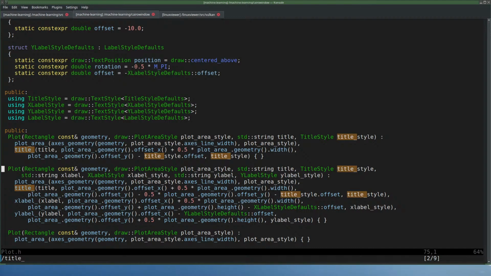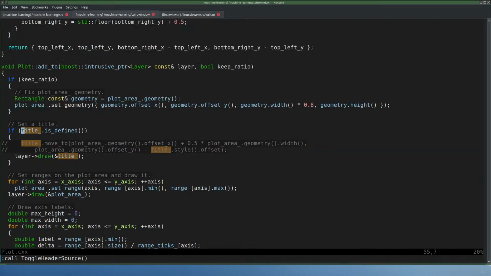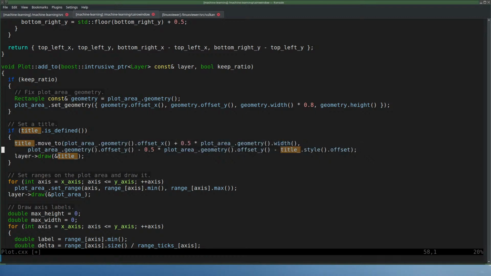okay. This was missing here. Offset is 0. Yep. Okay, and then that's also missing here. Update. And then now it is fixed.